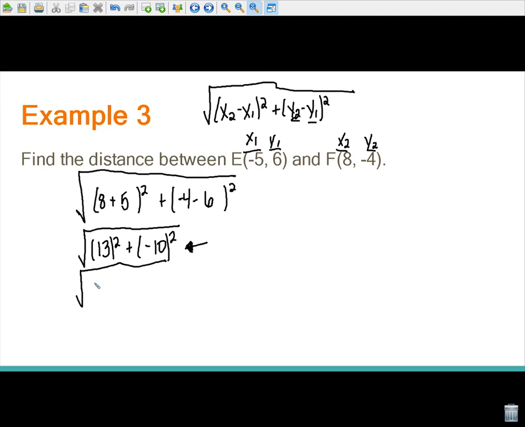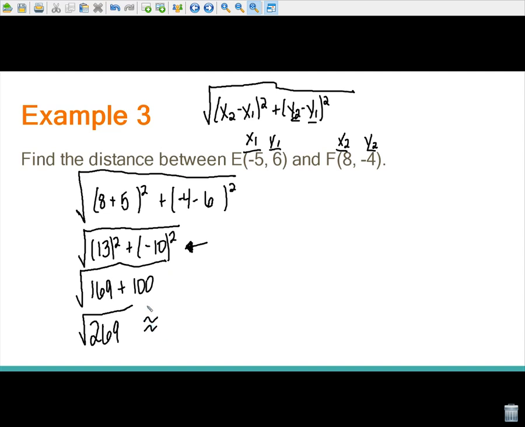So 13 squared here, that gives us 169. And -10 squared gives us positive 100. Okay, positive 100. So our answer here could either be this, the square root of these two numbers added together, which would be 269. And again, the only reason that I know that we can use this and not the final number is because I know that this is not going to be a perfect number.